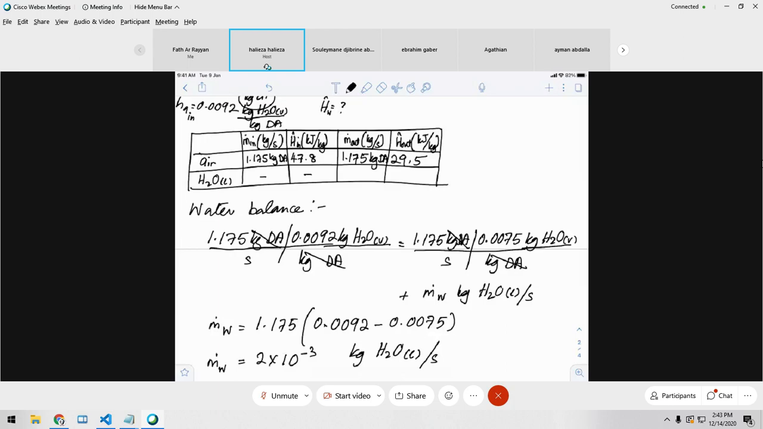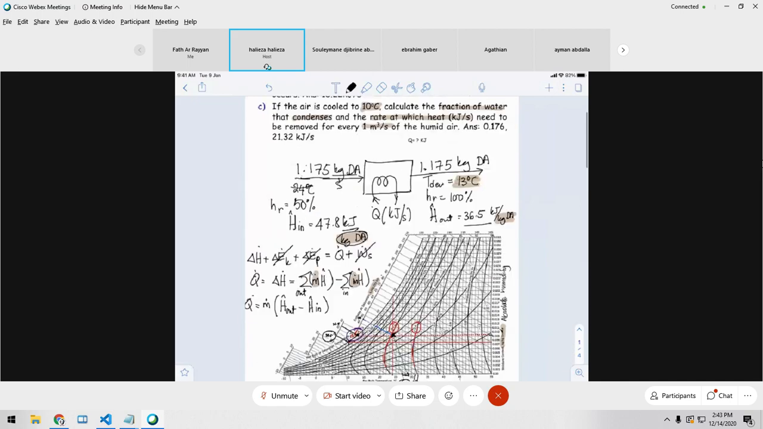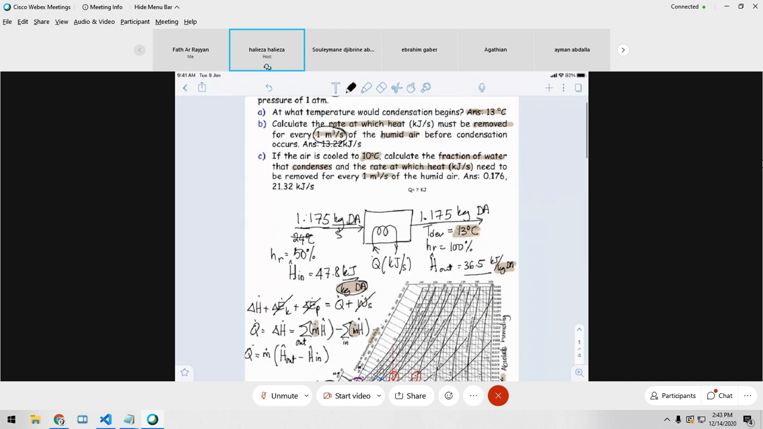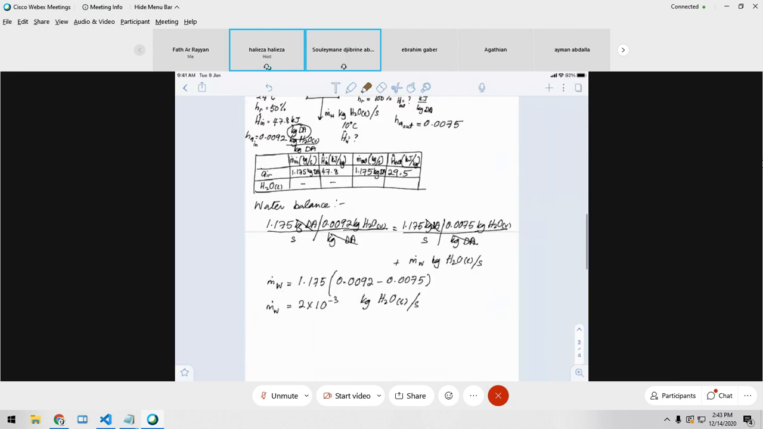So let's see whether there is an answer given for this problem. Oh, okay, the answer is given. The answer given is 0.176. We got 0.2. I got 1.975 times 10 to the power negative 3. Oh, 1.99. Well, approximately 2.